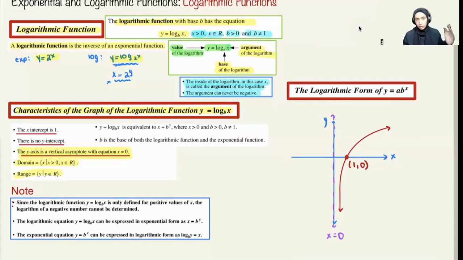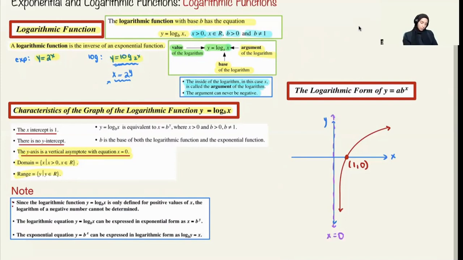Where your logarithmic function is going to be approaching, but it's never going to touch. Okay, so that's why you can see that the domain has that restriction of x being greater than 0, and the range being all real numbers since it extends in both directions.